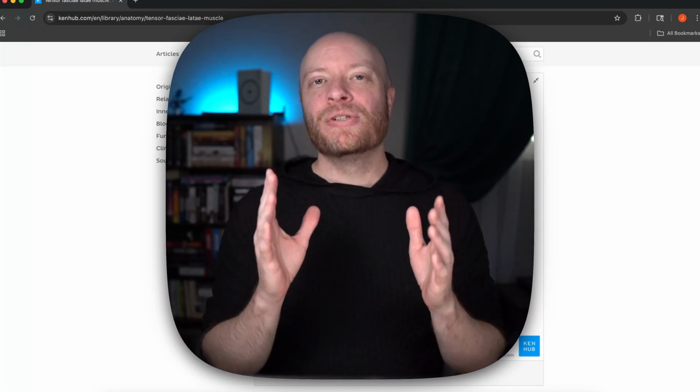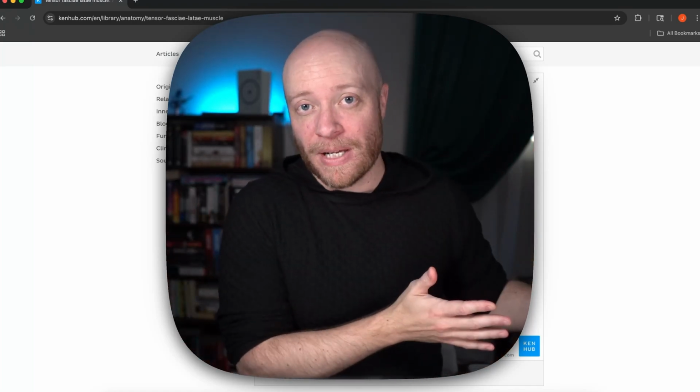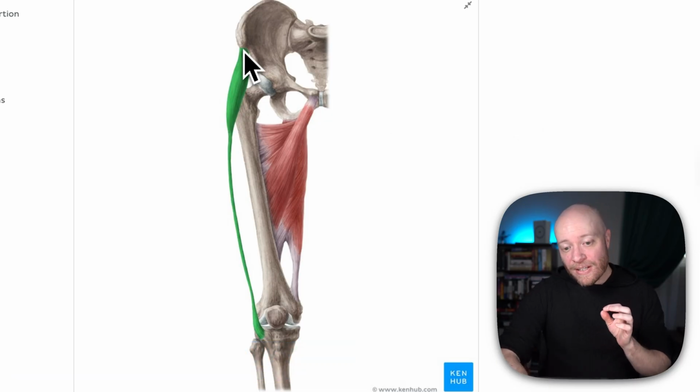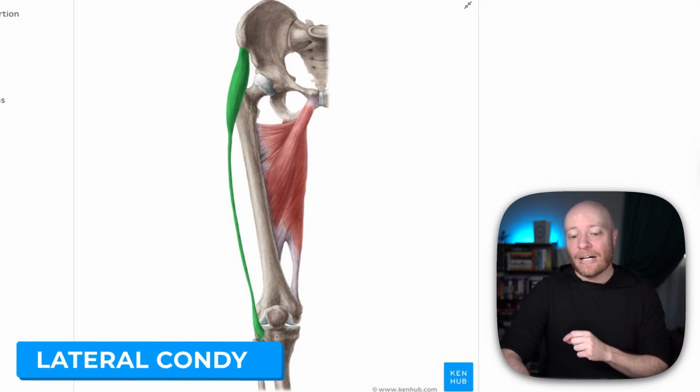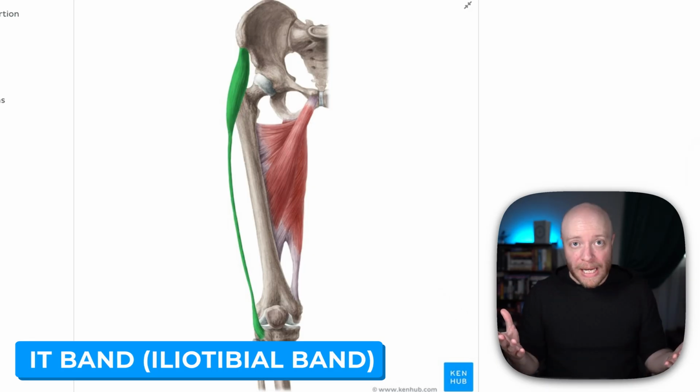There is a hidden gluteal muscle that almost no one realizes is actually a gluteal muscle, and that's because it doesn't have gluteus in its name. Of course, I'm talking about the tensor fasciae latae, which is really just this muscle right here. What you're seeing as it goes down in green and connecting at the lateral condyle of the tibia is the IT band, or the iliotibial band.